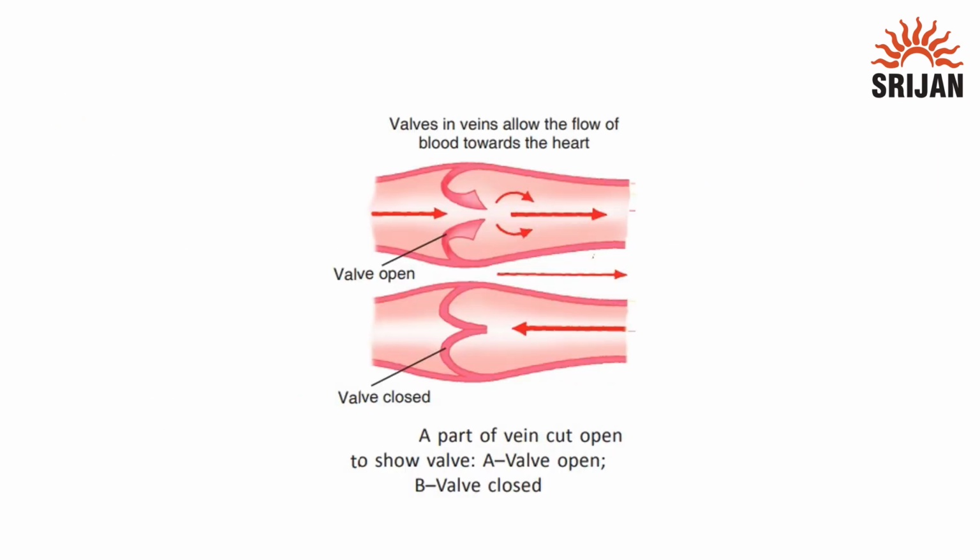Here we have an image of vein. We know that veins have valves, so these flap-like structures are called as valves. Here the valve is open and in second image the valve is closed.